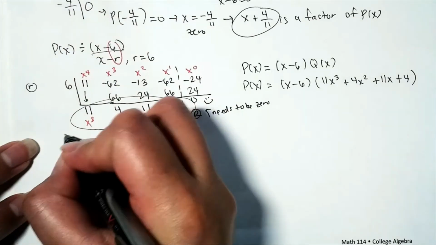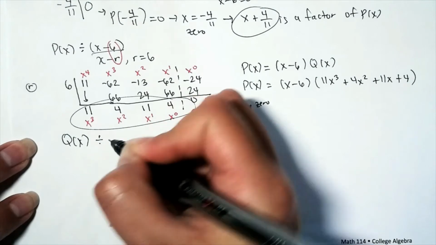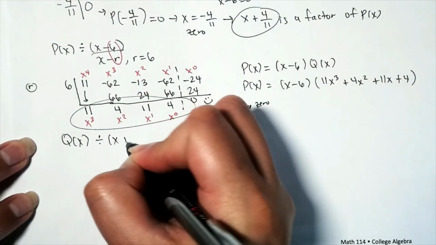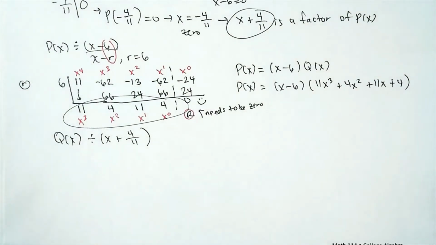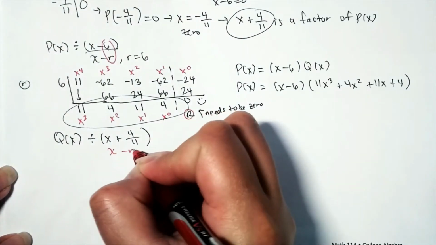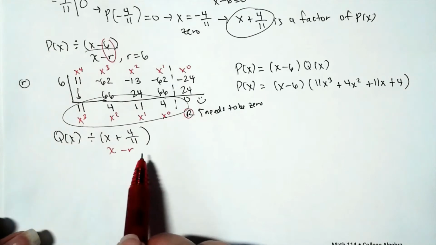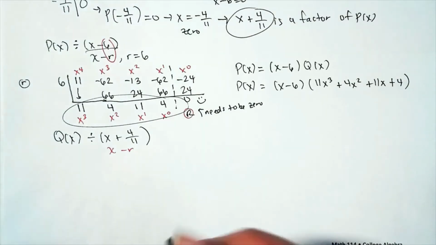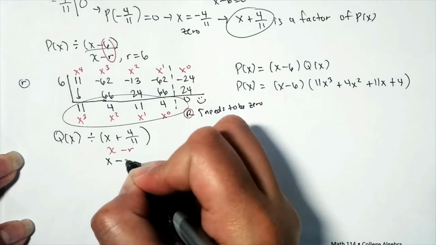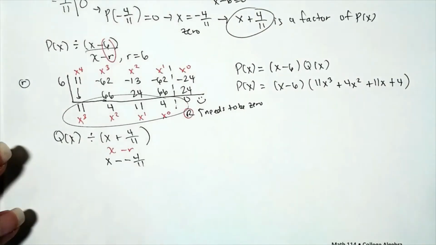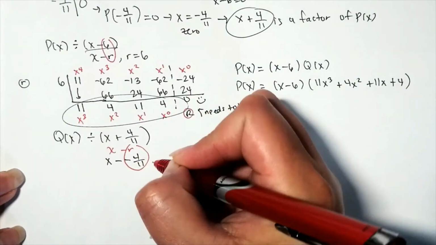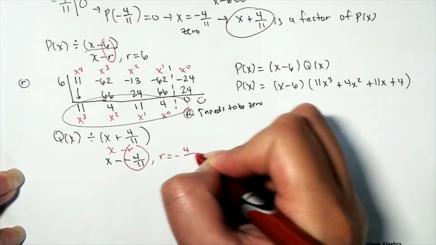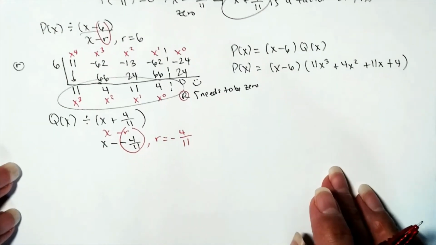So let's go ahead and take our quotient and divide it by, what was it? x plus 4/11. Remember, we're going to divide using synthetic division. Synthetic division is a shorthand when we're dividing by x minus a number. This is not quite x minus a number, but we can force it. We can write it as x minus negative 4/11. Then we can tell the reader that the number that follows the subtraction sign is negative 4/11, so R, or whatever your book uses, is negative 4/11.